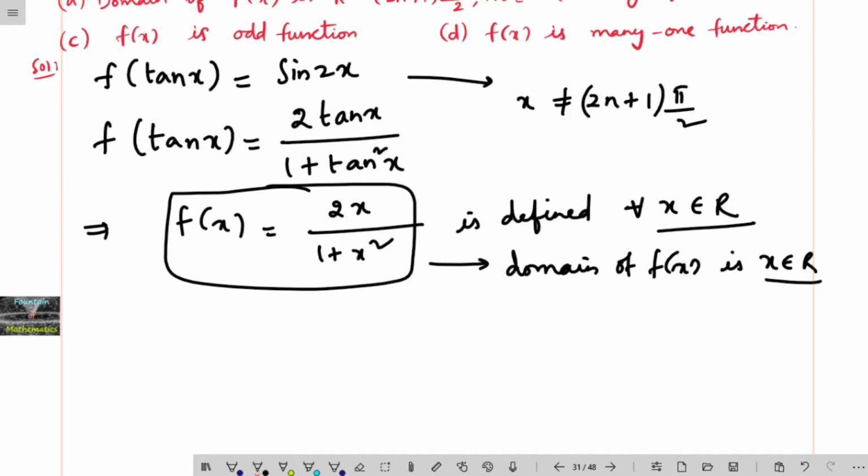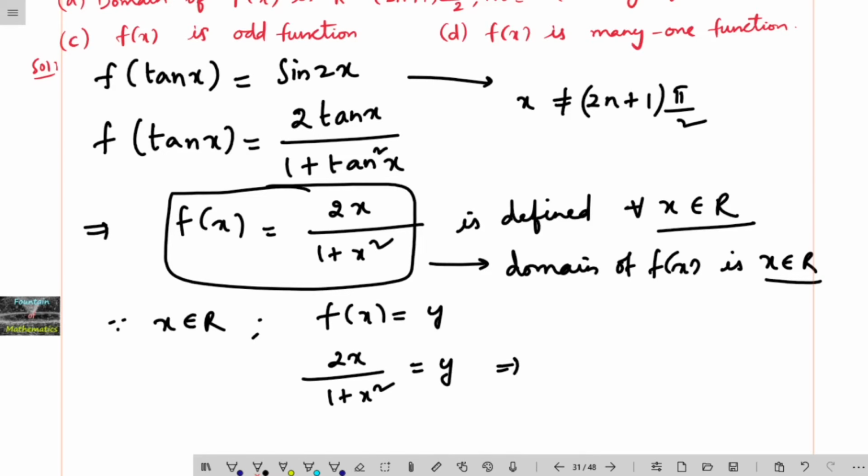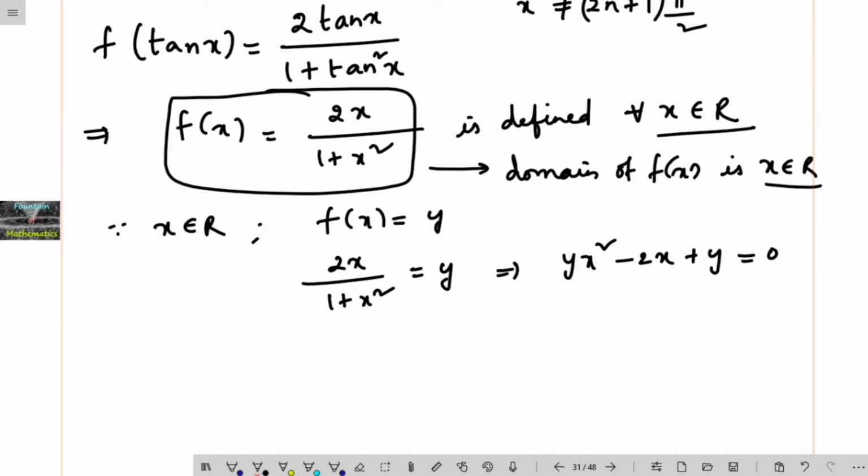Now the second case, since x belongs to R, if I take f of x equal to y, then 2x upon 1 plus x square is equal to y, which implies yx square minus 2x plus y equals 0. By cross multiplication, you get yx square minus 2x plus y equals 0.